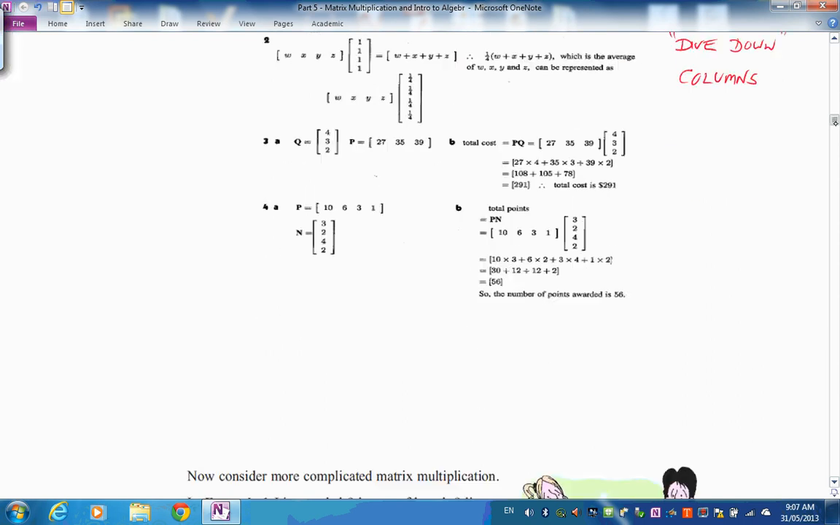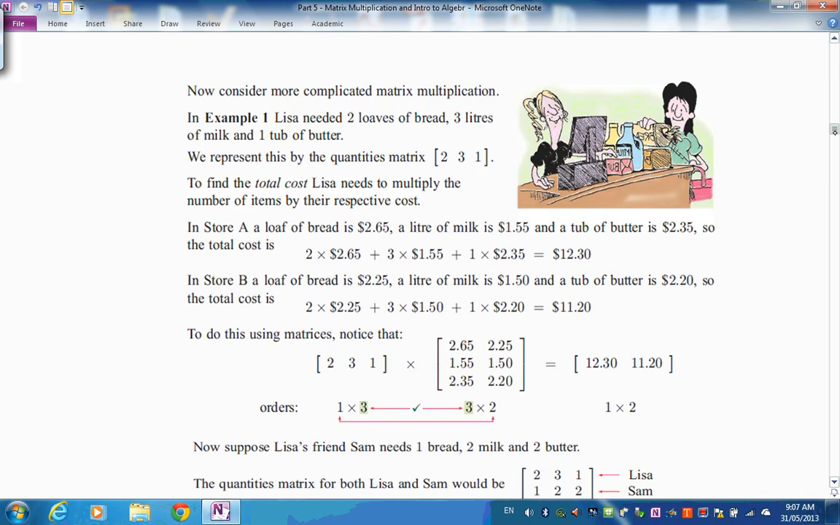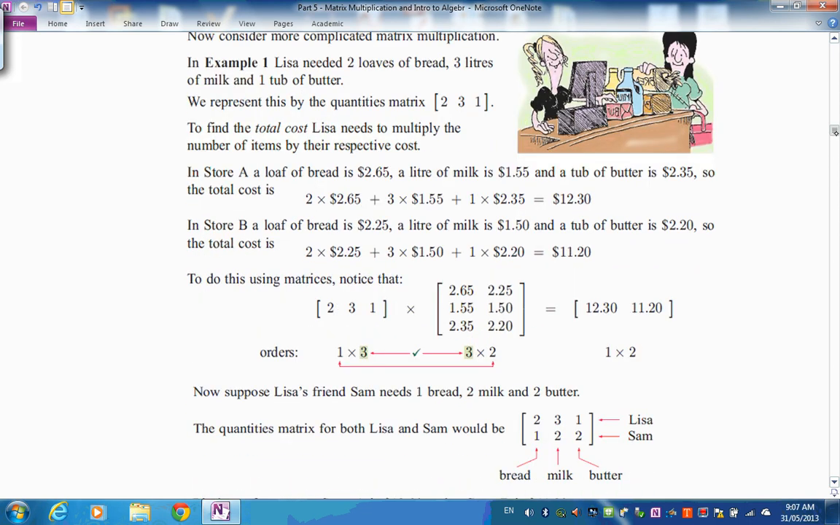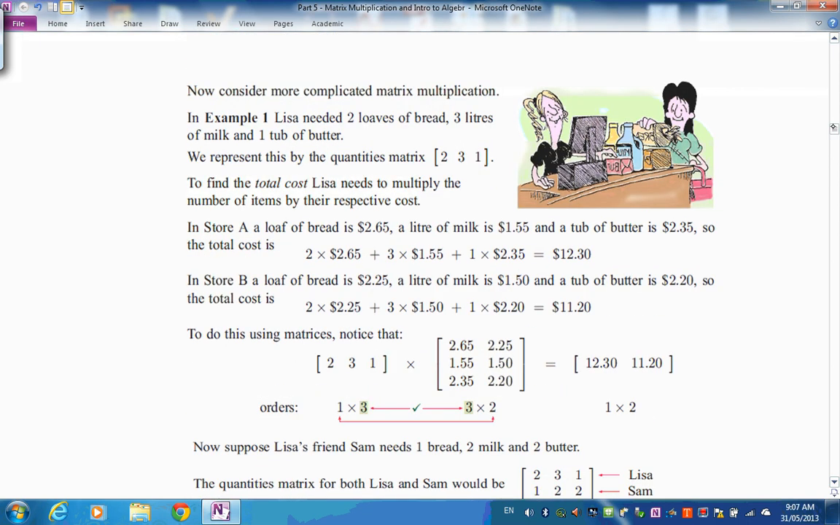Okay, so let's go on now and have a look. We want to, they've called it more complicated matrix multiplication. No. I want to talk about, what is it?